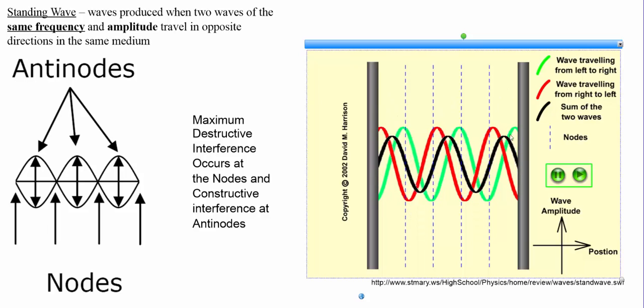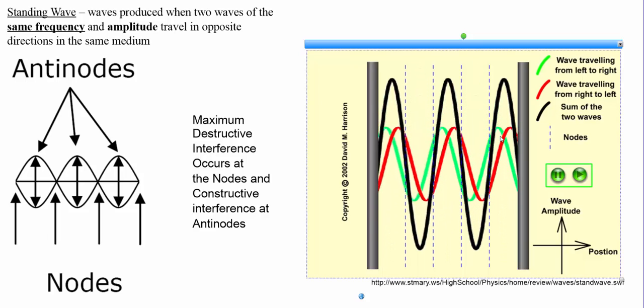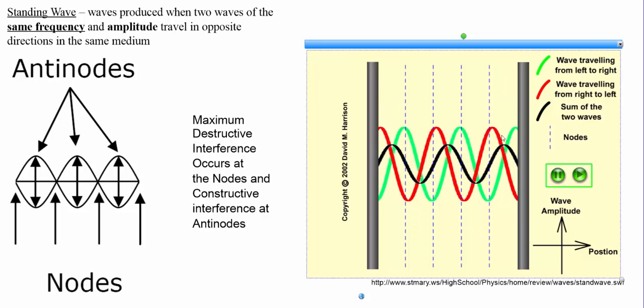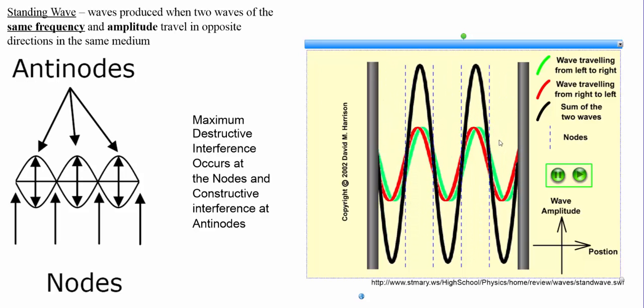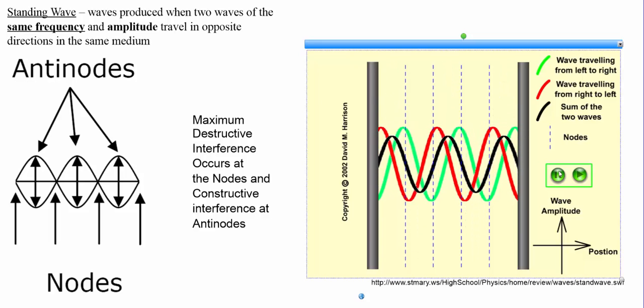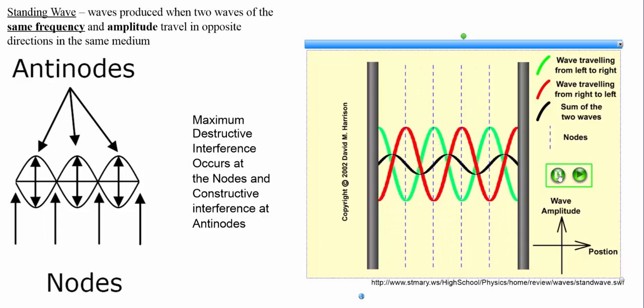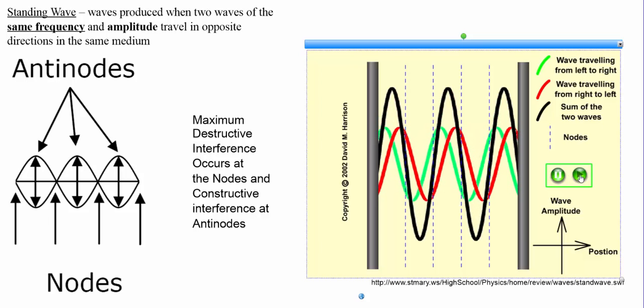You can see what this looks like in slow-mo down here. You've got this green wave to the right, and you've got this red wave traveling to the left. They both are identical waves. The only thing different is the direction of motion. And the black wave is the wave that's being created from the interference pattern of the two waves on top of each other.